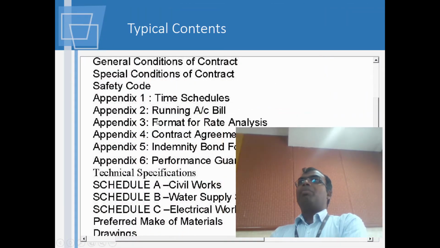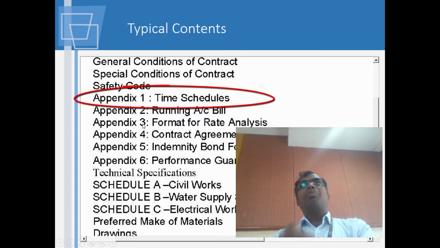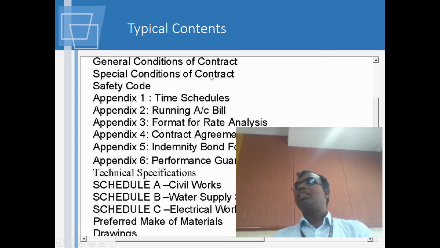And then what they mean by safety, like what do they want to have in safety, will be also given. And appendix 1 in this tender is giving the time schedules. Please remember, this is the schedules we are basically talking about. All our planning in CPM and PERT or whatever you're going to use will have to fall into this time schedule. Whatever they are talking about as time schedule is the broad outline of times which they want us to follow.